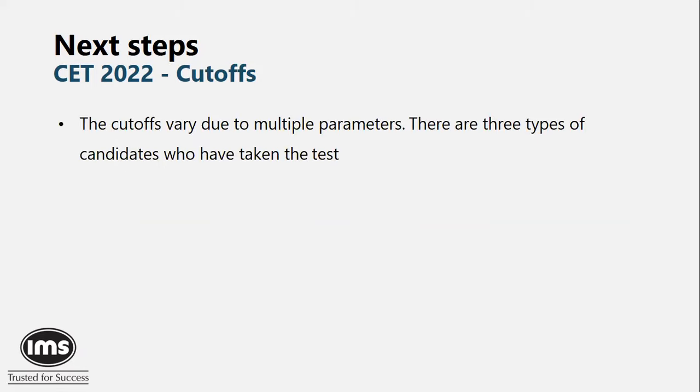There are a few more pointers that we need to keep in mind, and the cutoffs vary because of multiple parameters. Now, there are three types of candidates who have taken the test this time, considering it was delayed by a very huge margin. So, firstly, there are students who have taken the test who want to get through some college or the other this year. So, people who are genuine candidates who want to get through the top colleges and so on.